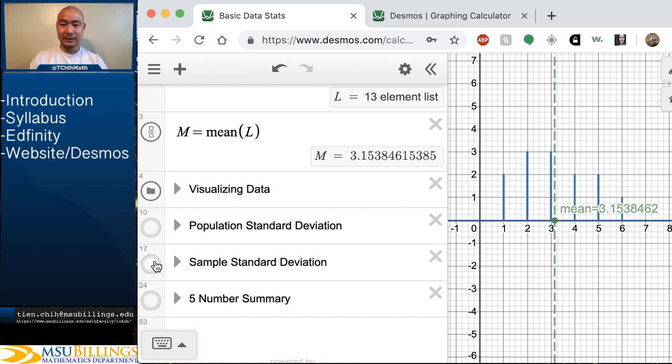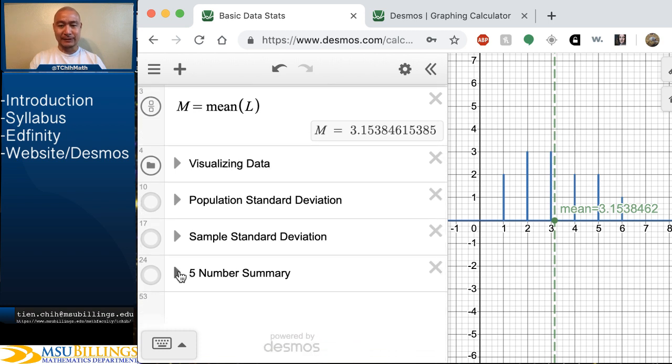All right, so mean and standard deviation is one way of measuring centrality, and it's usually the primary way of measuring centrality. Another way of measuring centrality is with the 5-number summary. So this measures both centrality and spread.